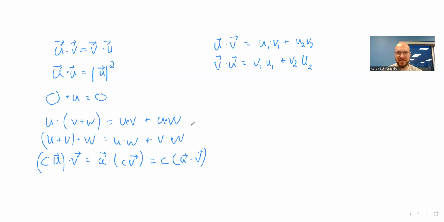Since these are commutative, this is just regular multiplication of real numbers. These 2 are equal. Not exactly swap, but you can swap them because they're equal.